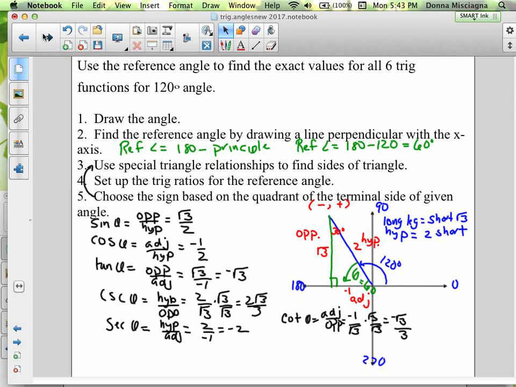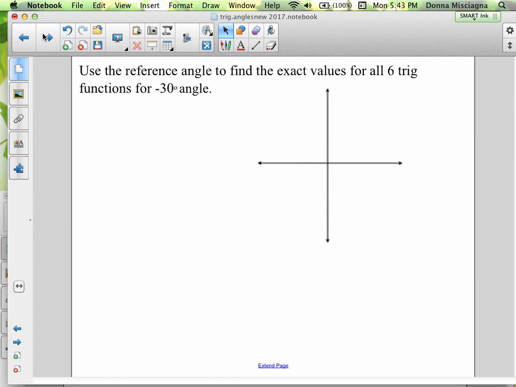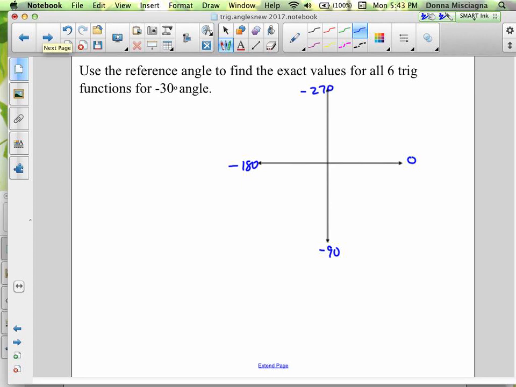Let's do one more. See if we can get this done in no more than 30 minutes. So let's try this one. This one is -30. And this time I left the steps off. We have oodles of space because it's the same steps. So this is 0 degrees. If we're going in the negative direction, this would be -90. This would be -180. And this would be -270. So -30 is going to be right about there.